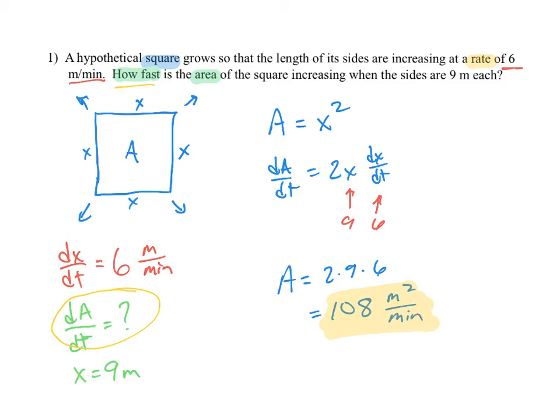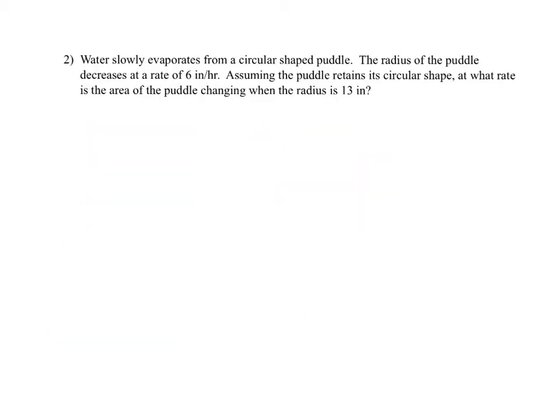Let's take a look at number 2. Water slowly evaporates from a circular puddle. The radius of the puddle decreases at a rate of 6 inches per hour. Assuming the puddle retains the circular shape, at what rate is the area of the puddle changing when the radius is 13 inches? Okay, so we've got a puddle. This is a circular puddle, right? It's going to maintain its circular shape.